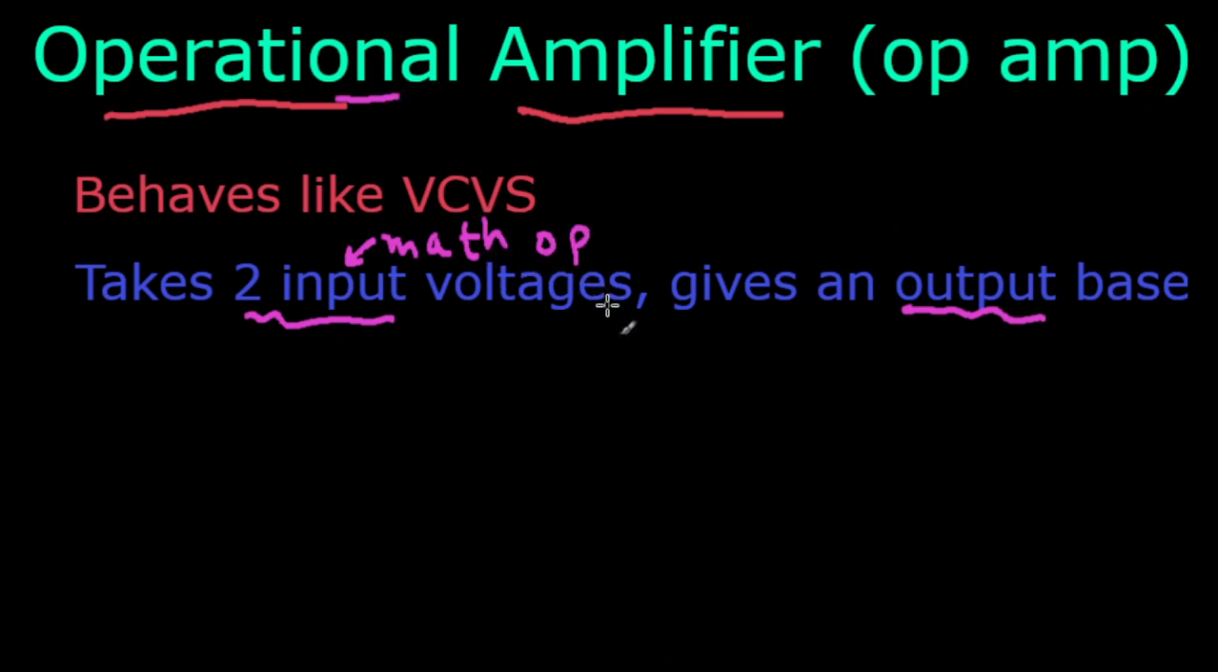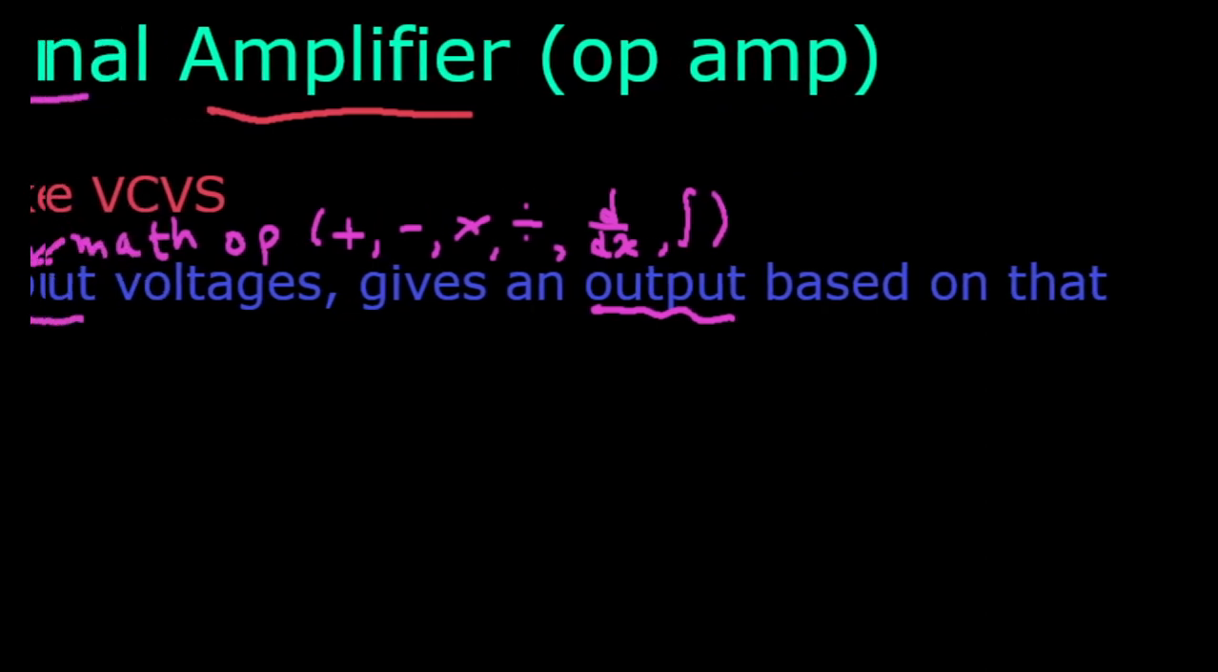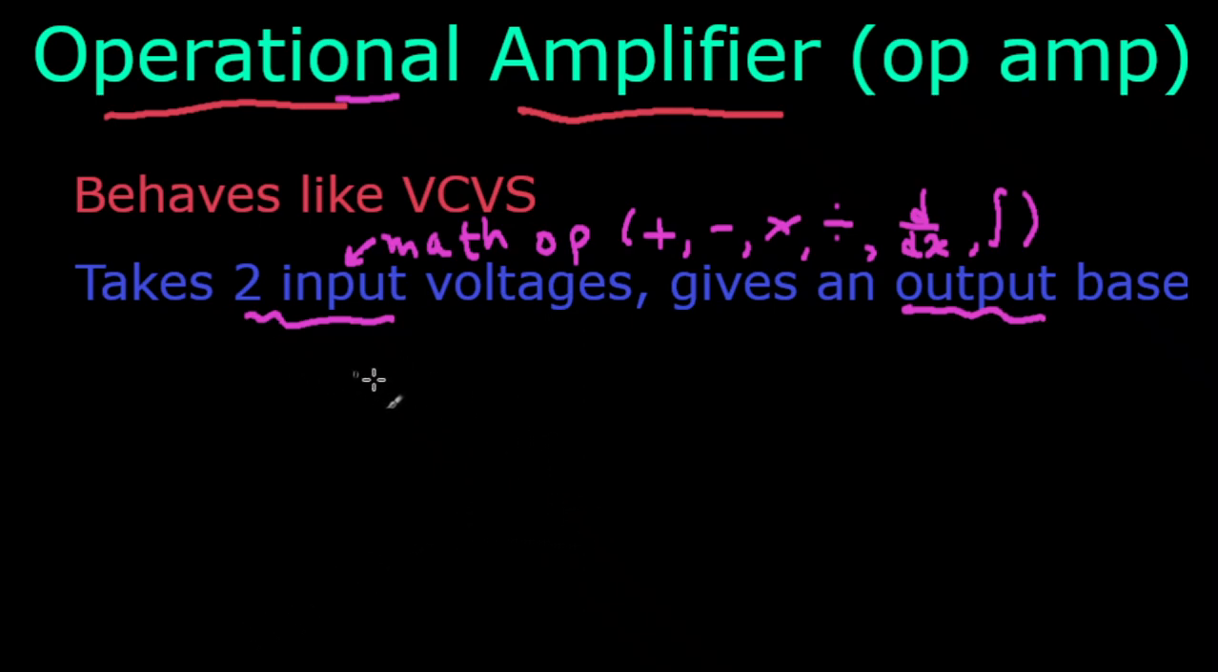So using these two input voltages, it does some mathematical operation, like say addition or subtraction, maybe multiplication, division. And when I first studied op amps, what I found very interesting and fascinating is they can even differentiate and integrate. Operations like those. Based on that, the op amp is going to give you a voltage output. So that is how most people like to think about it: a very versatile circuit element that can do a lot of things, depending on how you set up the op amp circuit.